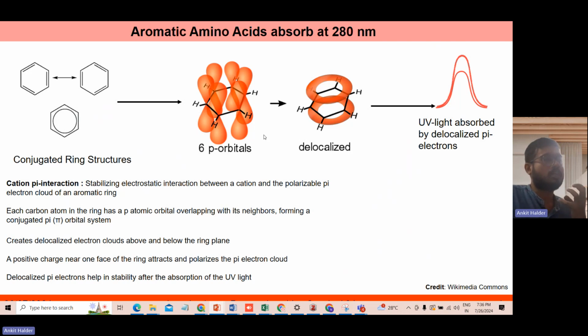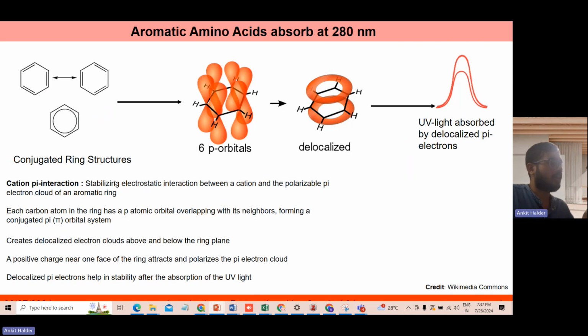So what happens is that whenever UV light is passing through and a molecule absorbs it, the electrons, and this is the basic fundamental, will go to a higher energy. If that higher energy is unfavorable, then the bond will break, right? But here, in the aromatic amino acid, it is in the state of cation-pi interaction. It is a stabilizing electrostatic interaction between a cation and the polarizable pi electron cloud of an aromatic ring.